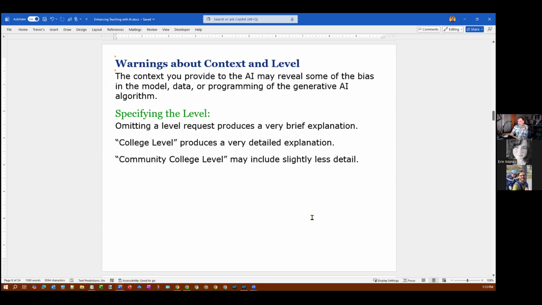So keep that in mind. For most of us, I think just say college level and you'll be in good shape. If you're trying to level things out, you could put high school level, or if you really want to get simple, you can say explain it like I'm 5. But be aware that specifying the level will change the detail that comes out.